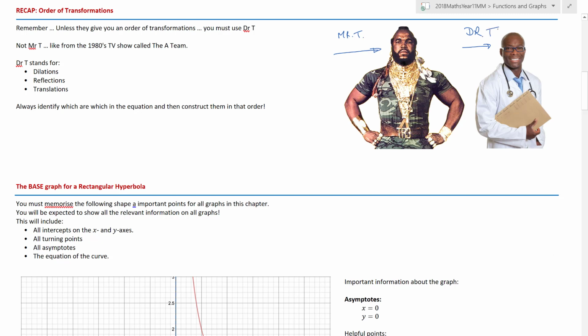So we are imagining this guy is called Dr. T. That is the order in which we have to do transformations. Dr. T stands for dilations first, then reflections, and then translations.